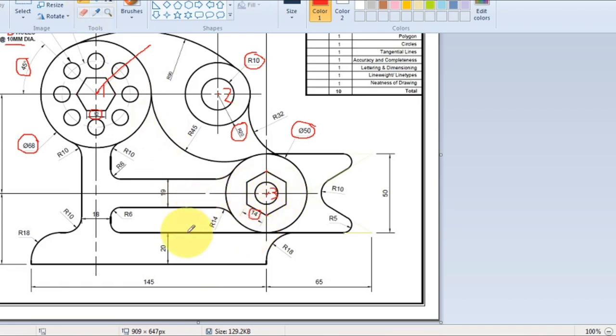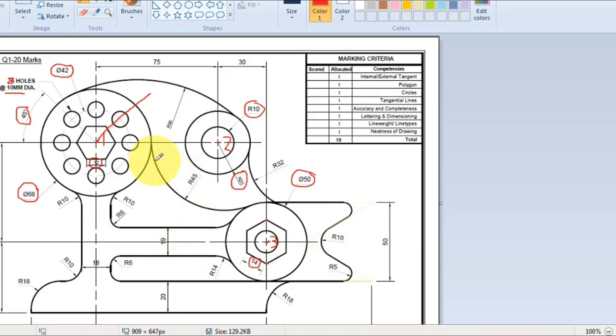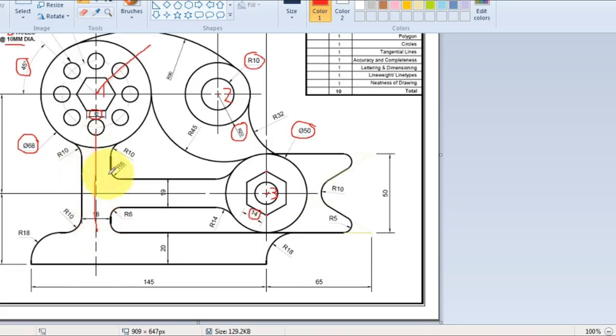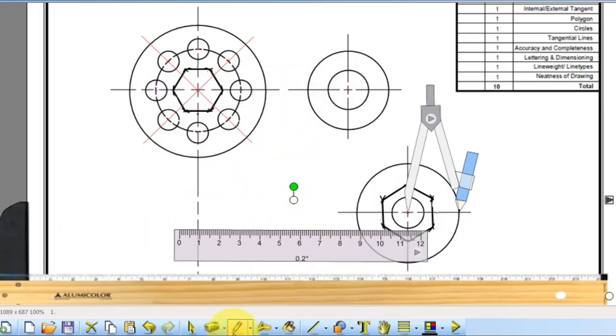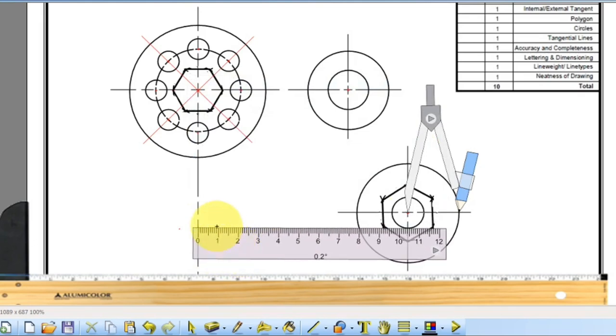And now we are going to connect them all together. So we will connect them. This line to this line is how much? 18. So 18, that means this is 9. So 9 left, 9 right. So 9 here, and then this one also is 9.